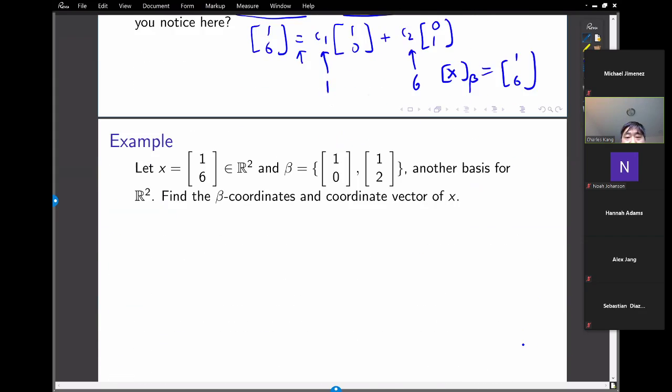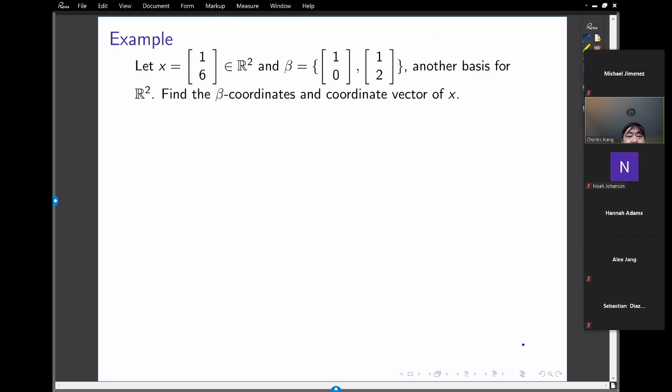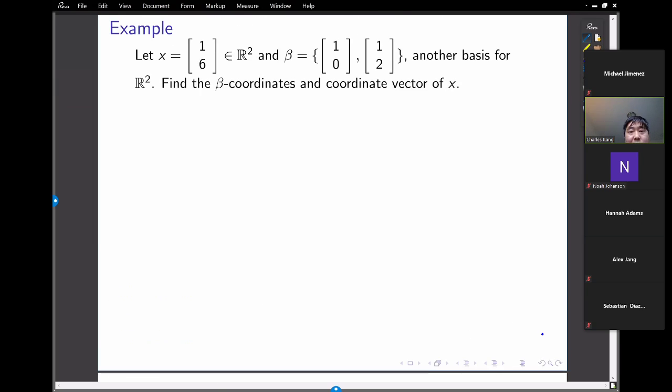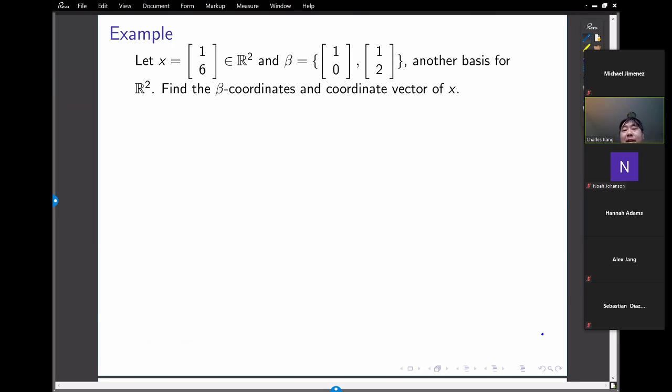So let's try something slightly less easy. Okay, so most likely this will be the last example for today. Maybe not. We can do one more. Let's do this together, okay, everyone?